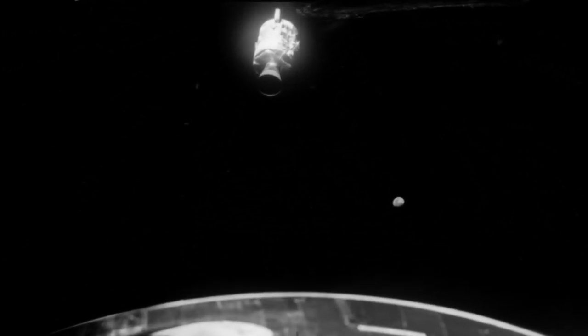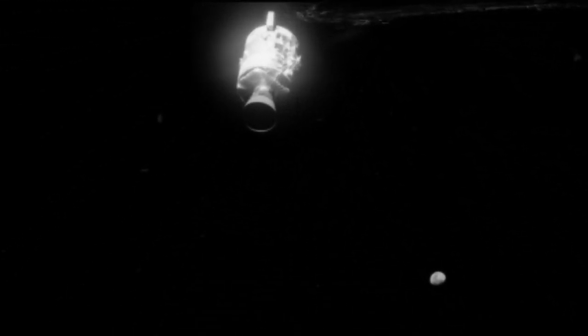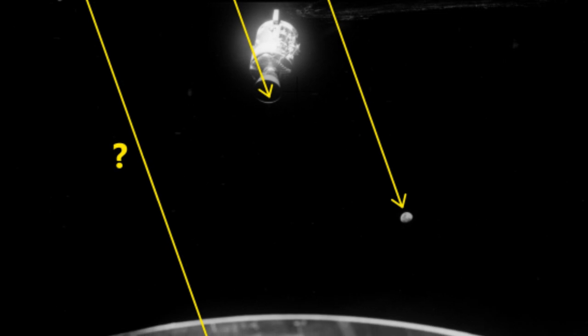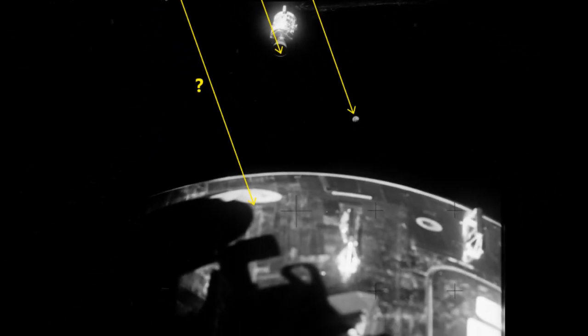It's the shadows that don't quite add up, isn't it? If the sun is shining from this angle, what part of the spacecraft could be casting a shadow on the command module? Let's take a look.